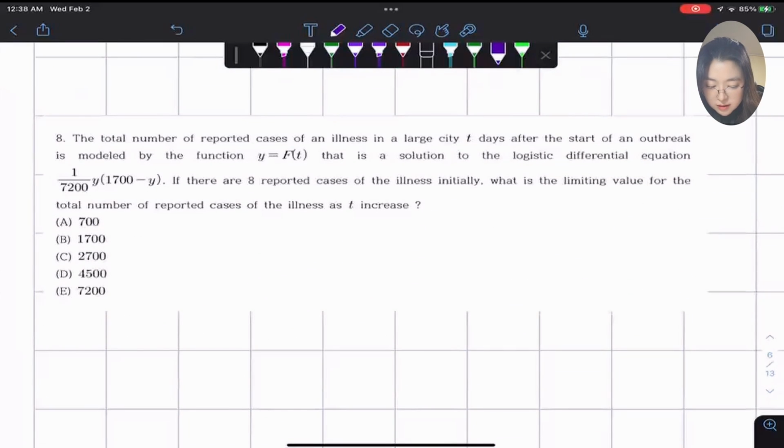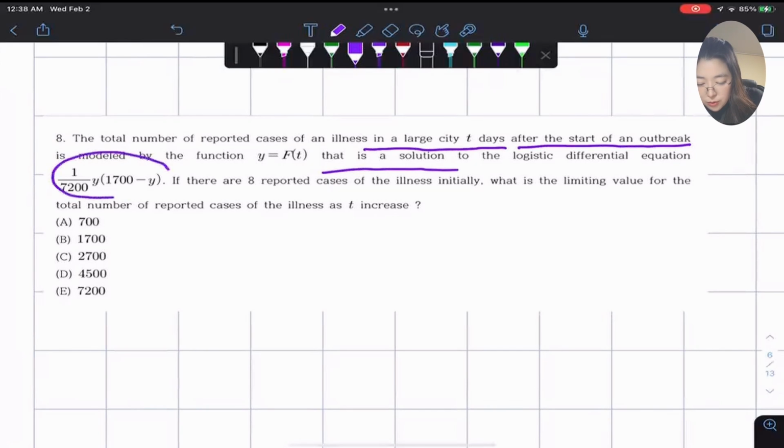Look at problem 8. The total number of reported cases of illness in a large city t days after the start of the outbreak is modeled by the function y equals f(t), that is a solution to the logistic differential equation like this. If there are 8 reported cases of the illness initially, what is the limiting value for the total number of reported cases of the illness as t increases?